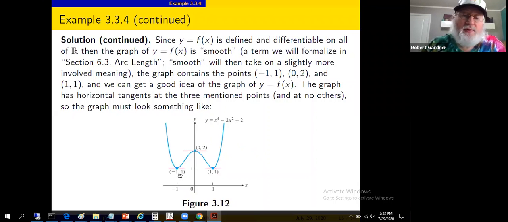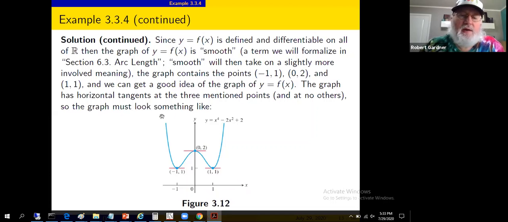So let's plot those 3 points, -1, 1, 0, 2, 1, 1. Here's the 3 points. It's got horizontal tangents. That's what the little hash marks indicate there. Horizontal tangents at those 3 points, and it's nice and smooth. And it doesn't have horizontal tangents anywhere else. It's got to look something like this.